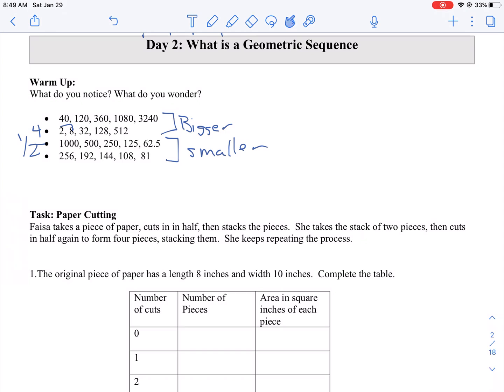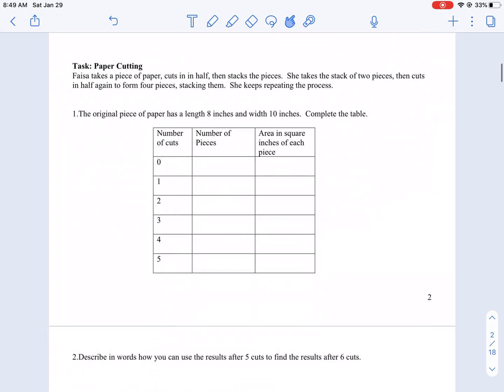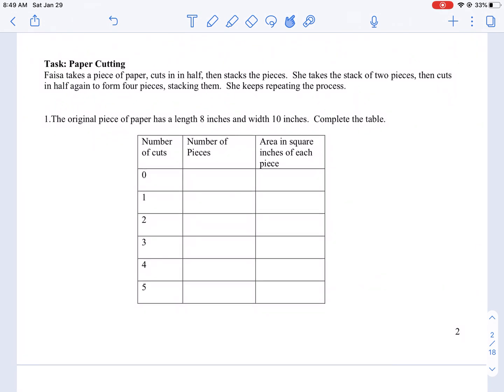So what we're going to do today is take a look at a task of paper folding. So our task for today, why is this not going up? There we go. Vasa takes a piece of paper, cuts it in half, then stacks the pieces. She takes the stack of 2 pieces, then cuts it in half. She keeps repeating the process. So here's our 8 by 10 sheet of paper.